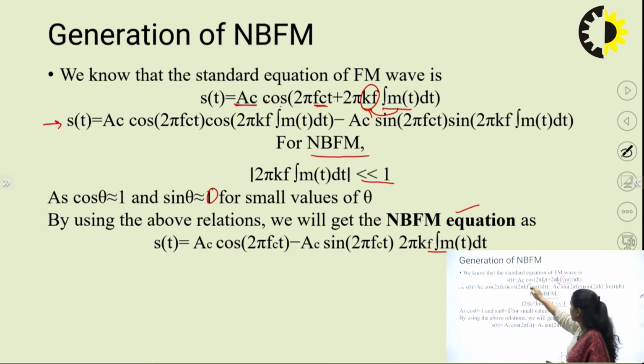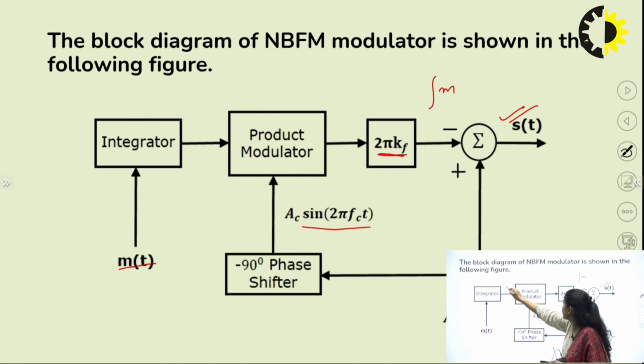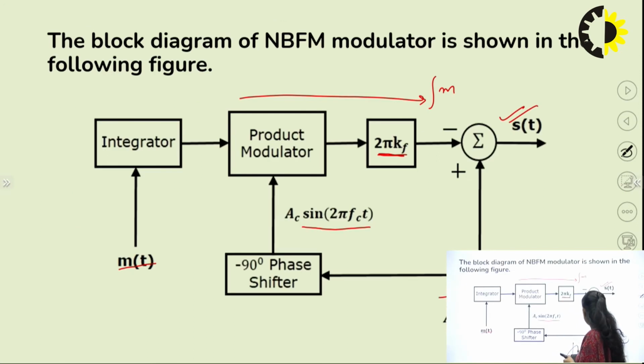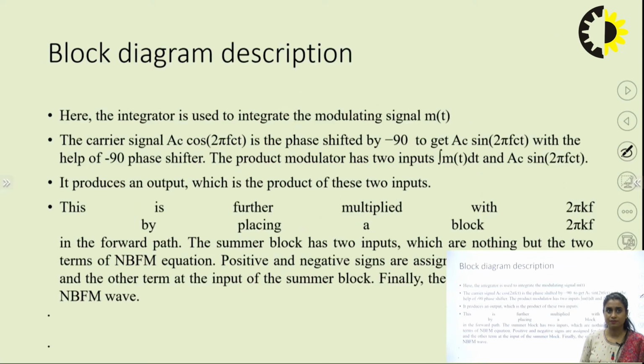If I expand it, I'll get Ac cos 2 pi fct plus Ac cos 2 pi kf integration of m(t) dt. So this portion, Ac cos 2 pi kf integration of m(t) dt, I am going to get from here, and this portion, Ac cos 2 pi fct, I am going to get from here. So when these are added, I do get the narrowband frequency modulated waveform, right? This is how I may generate NBFM.